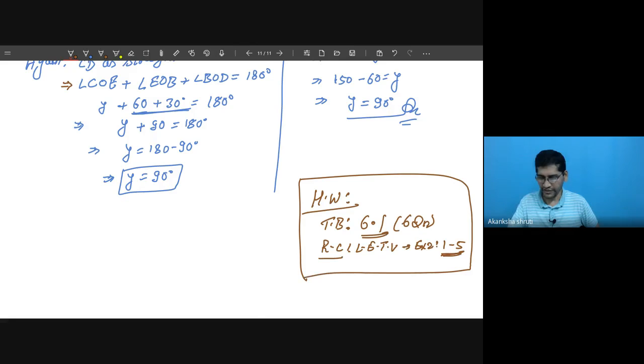So tomorrow we will meet again to proceed further. Any doubt, student, then please tell me quickly. If no doubt, then I will stop the class.